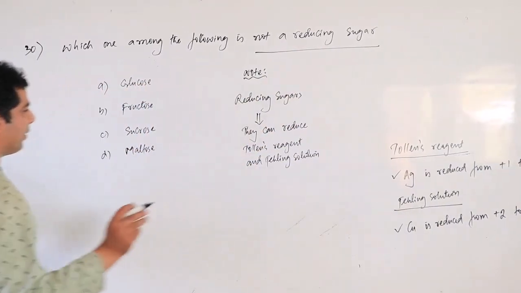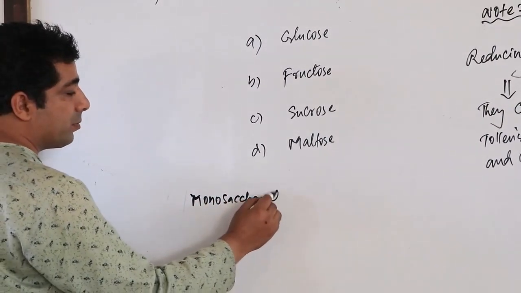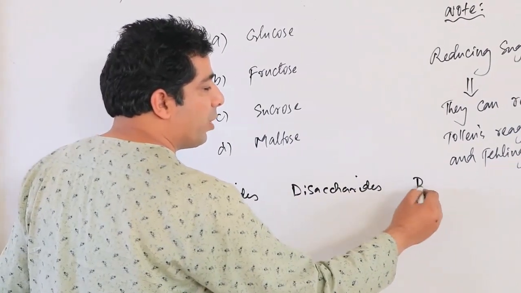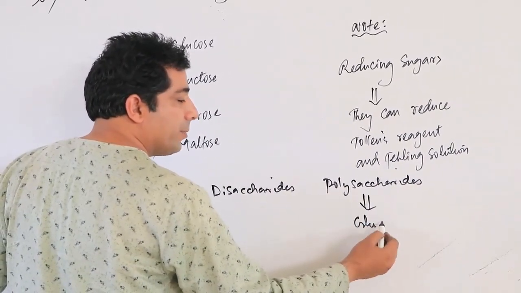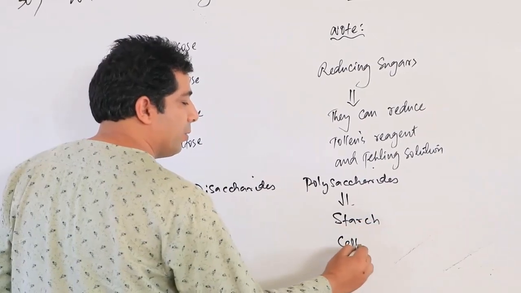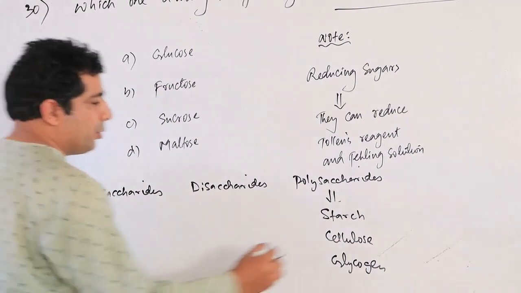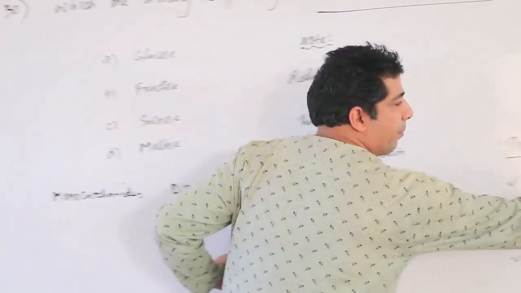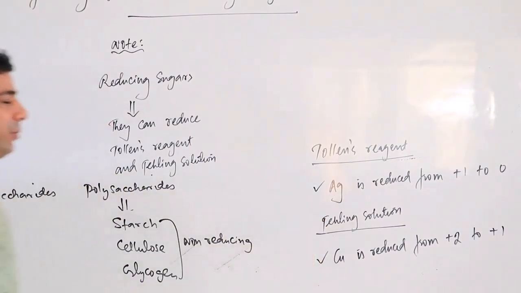And if you understand this factor now here, my dear friends, I told you last time, if you have monosaccharides with you, or you have disaccharides, and you have, let us suppose, polysaccharides. In polysaccharides you will have glycogen, we can write down here first starch, we have cellulose, we have glycogen. Okay, so these are all non-reducing sugars. They won't reduce silver from +1 to 0. They won't reduce copper from +2 to +1. So they won't be able to reduce Tollens reagent and Fehling's solution.